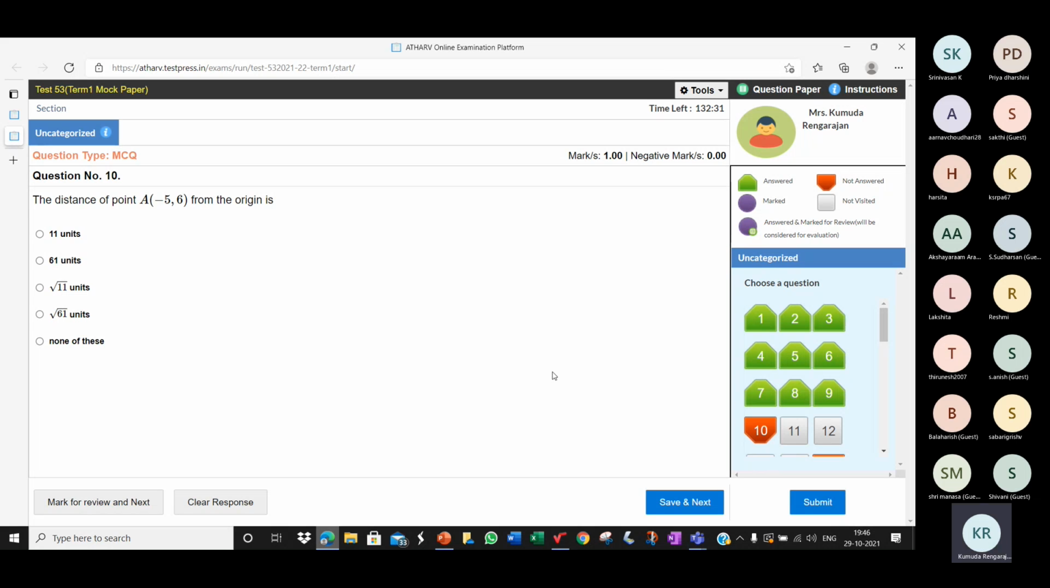What's the formula? Distance formula? Root of (x2 minus x1) the whole square plus (y2 minus y1) the whole square. Okay, so one point is (-5, 6) and the other is (0, 0). It is root 61 units, ma'am. Root 61 units. Yes, ma'am. Root 61. Okay.